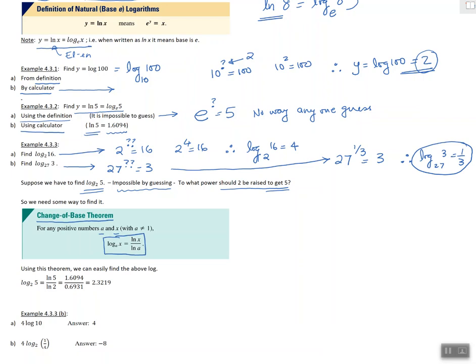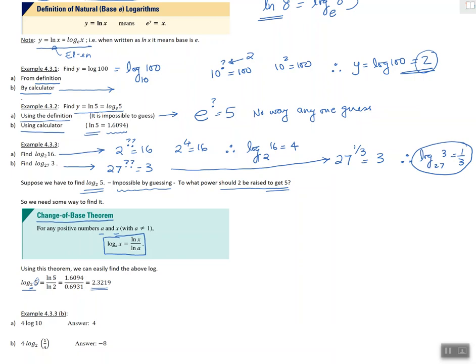So look at this example. Suppose I want to find log of 5 to the base 2. So notice that x is 5. So I'll do ln of 5 and then divided by ln of 2. And then one can use the calculator. You can find ln of 5 divided by ln of 2, and that will give me 2.3217.